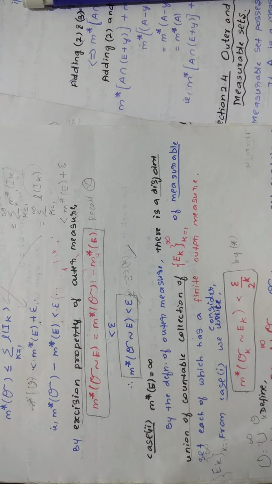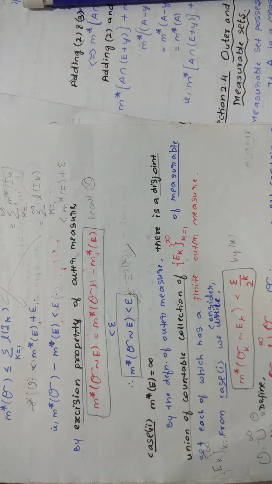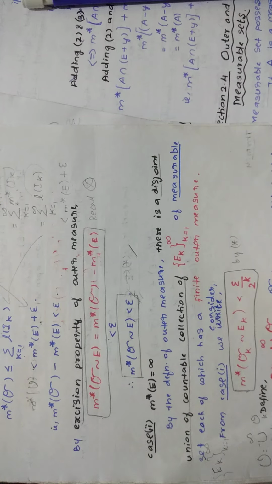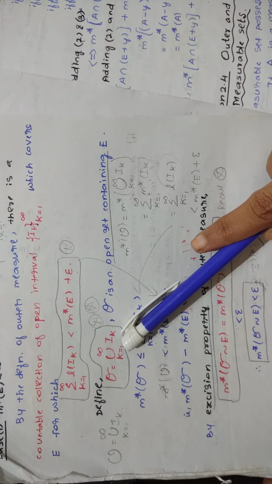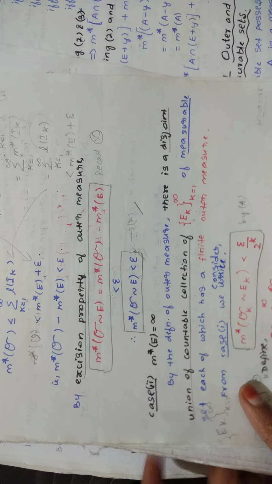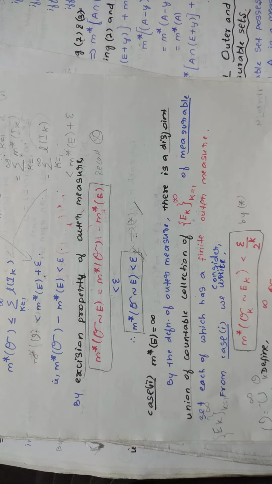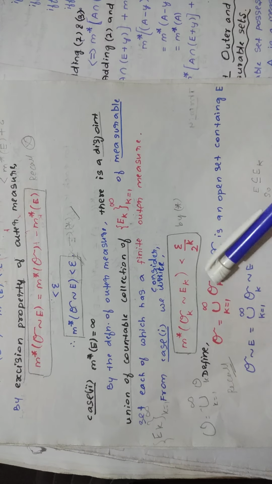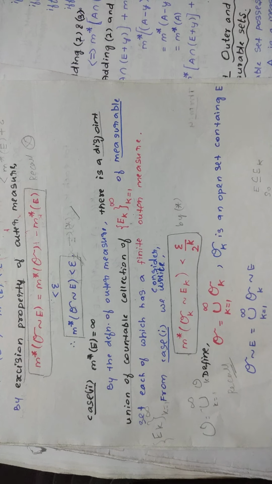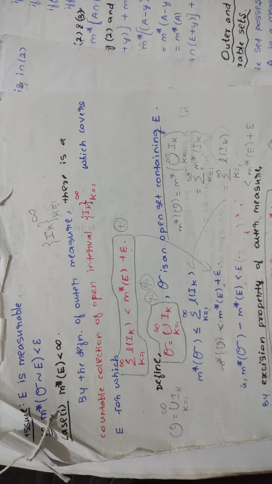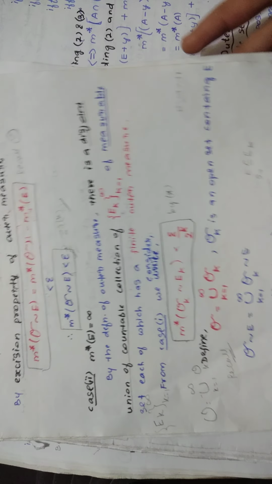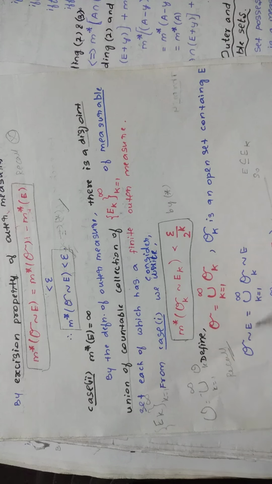Now here also you are defining something, that is script O is equal to union k equal to 1 to infinity of script O. Before, you defined script O as the union k equal to 1 to infinity of Ik. Here you will define the same script O, but the right hand side is different, that is union k equal to 1 to infinity of script Ok. Here Ok is an open set containing E. This is the same thing you wrote here also. O is an open set containing E. Ok is also an open set containing E. Now you are taking the difference on both sides, this minus E on both sides, so that you will get this.